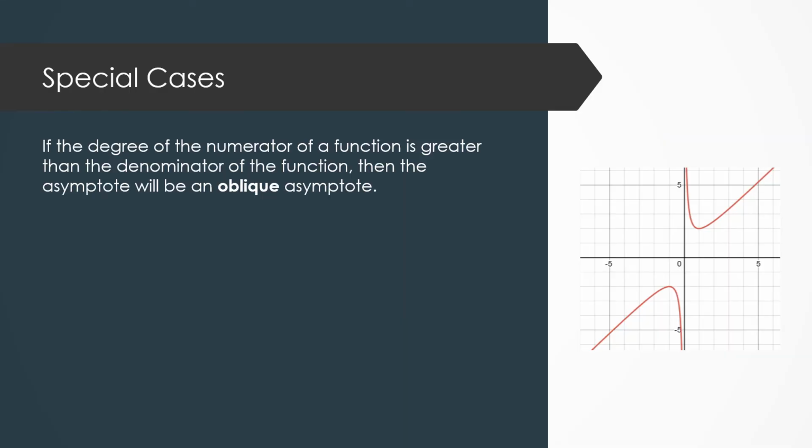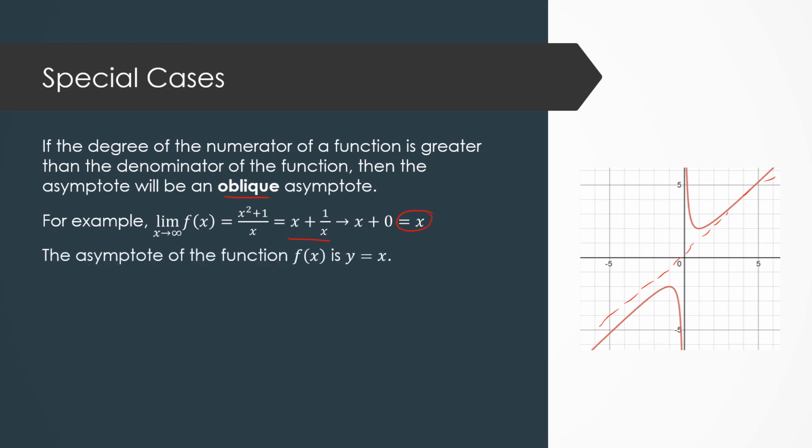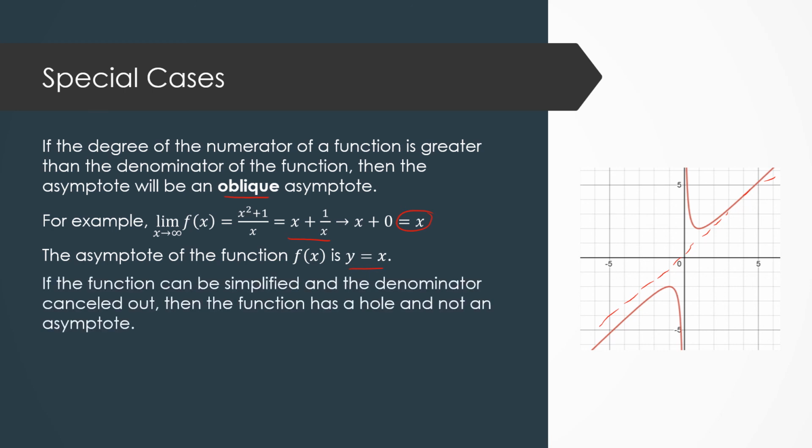There are a couple important special cases to mention. The first one is if the numerator of a rational function, so something with a polynomial in the top and the bottom, is greater than the denominator, you're going to have something called an oblique asymptote. So for example, the function x squared plus 1 over x. If you simplify that, it's actually just equivalent to x plus 1 over x, which as x tends towards infinity will tend toward x plus 0, or just x. And you can see that graphed over here to the right. You've got kind of like a slanted asymptote that's known as an oblique asymptote. That only happens if the degree of the numerator is greater than the denominator. And so our asymptote is y equals x.